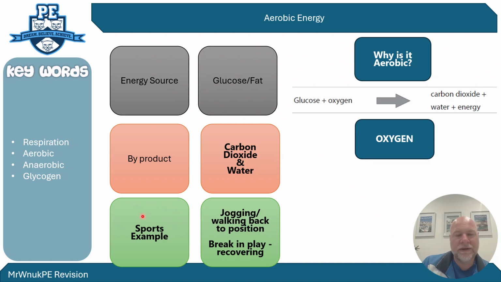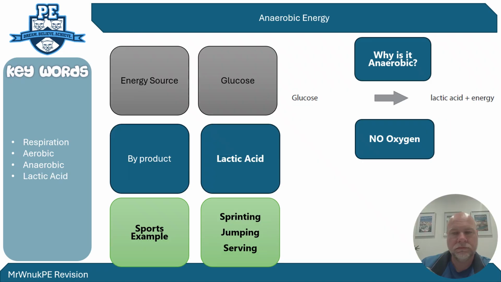And finally, when we're looking at sports examples, we're really looking at very low impact activities or something that is more endurance based. So jogging back into position in a game or walking back into position in a game is aerobic because the athlete has time to breathe in the oxygen and utilize the oxygen. It could be a break in play where an athlete is recovering. You could, for example, in a game of tennis, say if they're playing a long rally which goes on for a duration of time, where they're able to breathe in and utilize the oxygen.